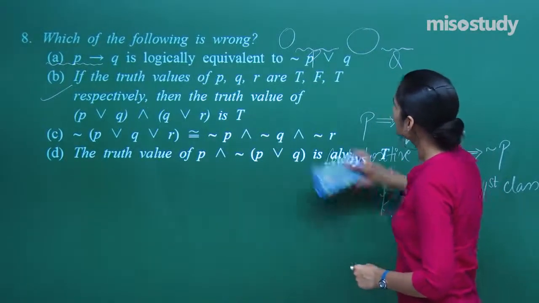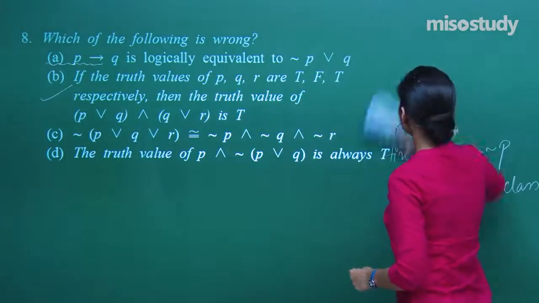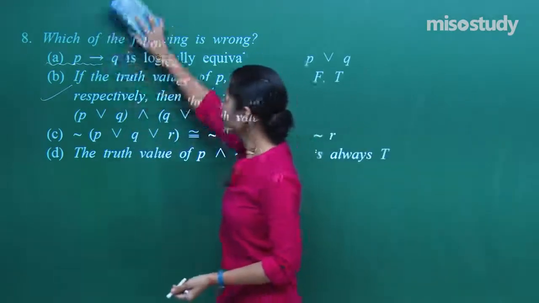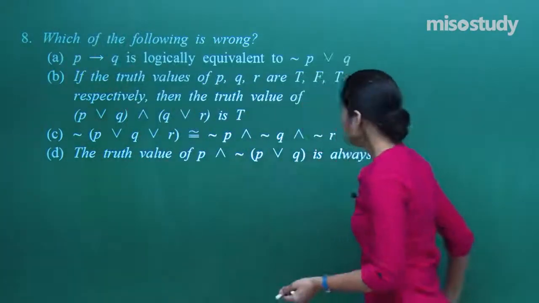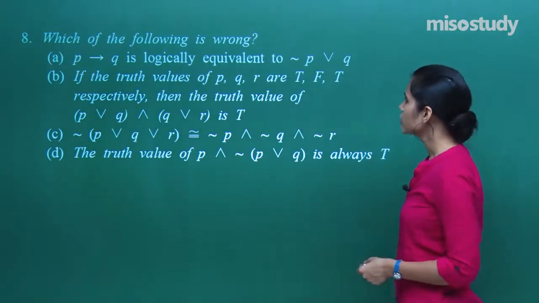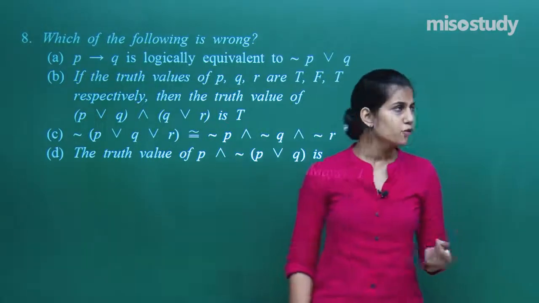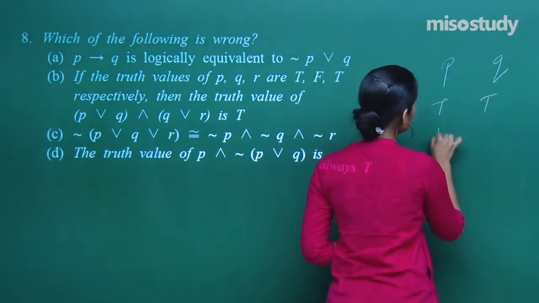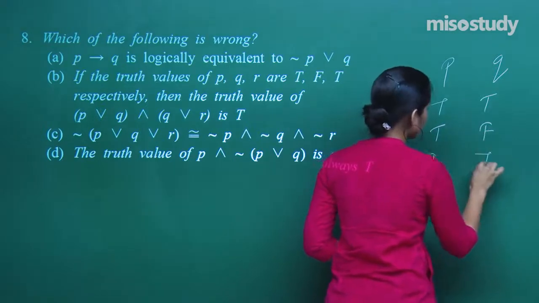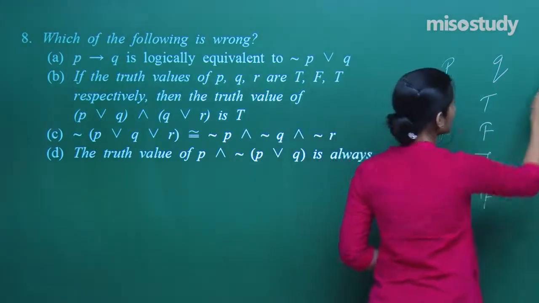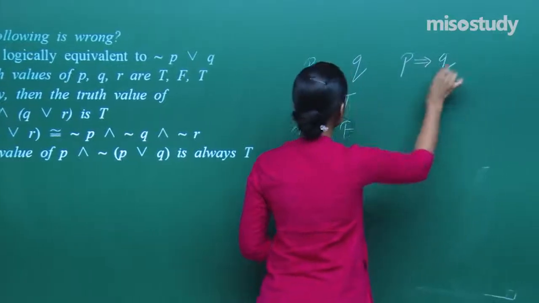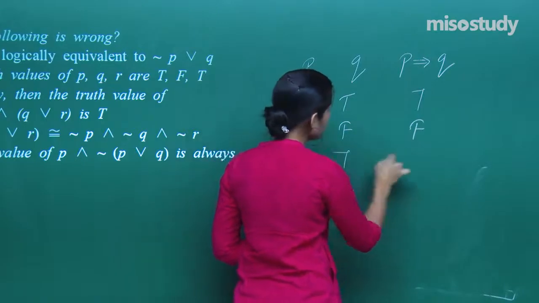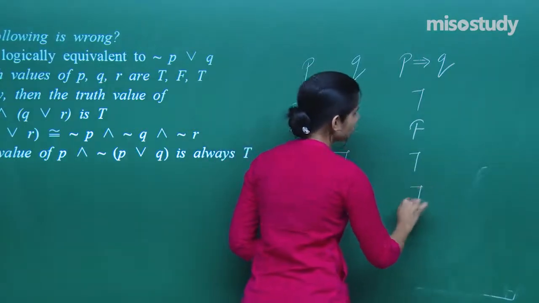Which of the following is wrong? Okay, so this time the drill is I have to tick the wrong one. I don't have to tick the right one. Just now I told you that P implies Q is logically equivalent to not P or Q. If you don't believe me, you can also check this out. This is P, this is Q: true, true, true, false, false, true, false, false. P implies Q we just drew as true implies true is true, true implies false is false, false implies true is true, false implies false is true.